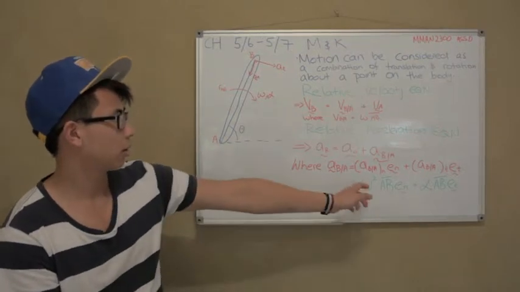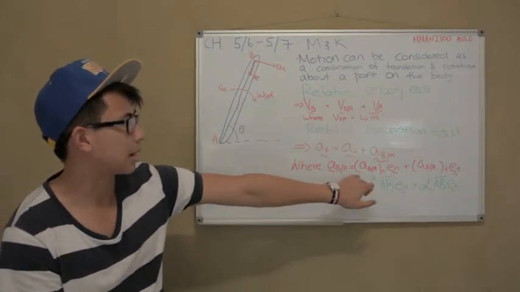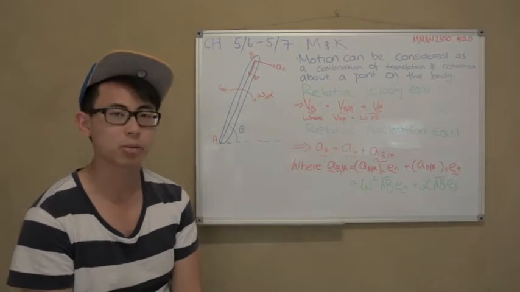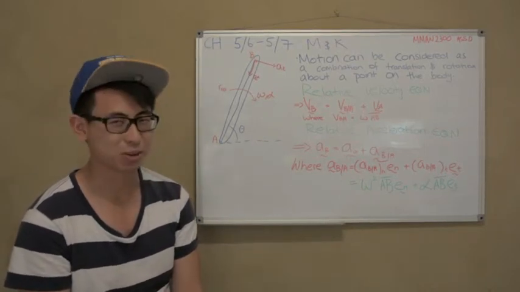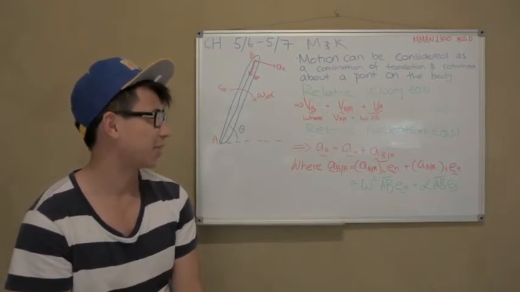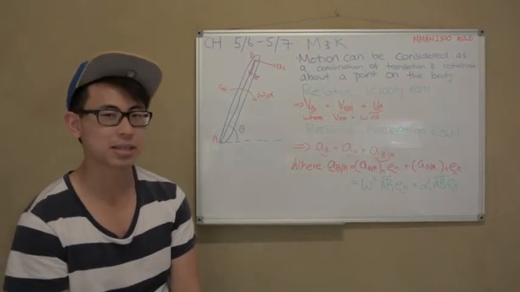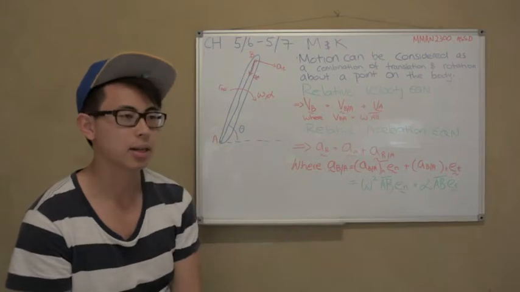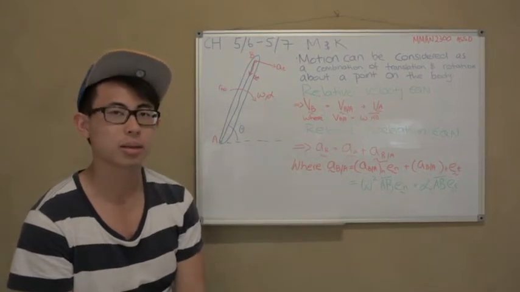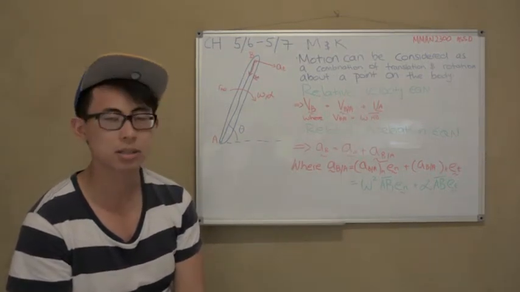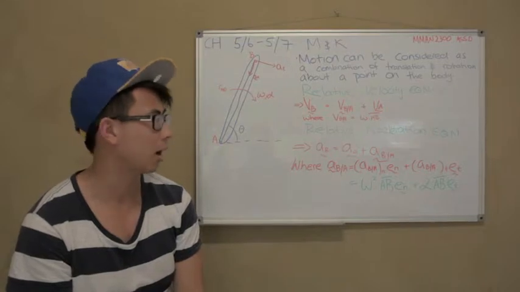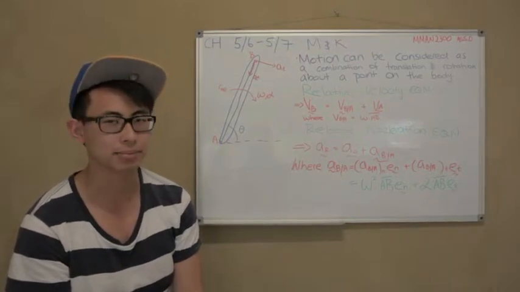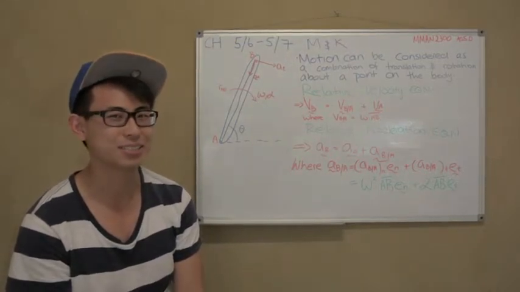Consequently, we can see that the normal component of the acceleration of B with respect to A is equal to omega squared times the length of AB, and that the tangential component is equal to the angular acceleration alpha times the length of the rod AB. That concludes section 1.